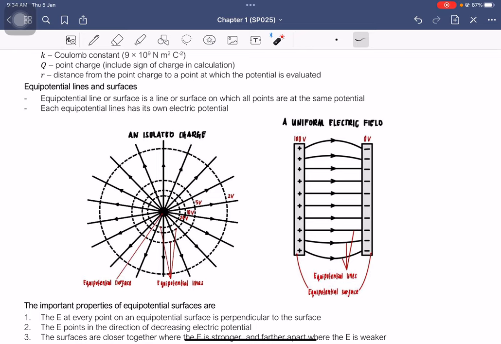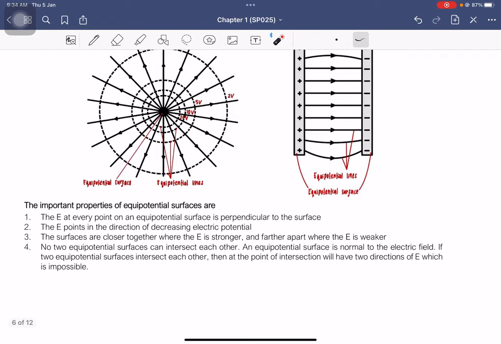Untuk uniform electric field pula, these are the equipotential lines. This is what it meant when the electric field lines fringe apart near the edges. Okay, so instead of just parallel like this, it fringes a little bit at the edges. Right, so the important properties of equipotential surfaces are, so equipotential surfaces are this one here and this one.